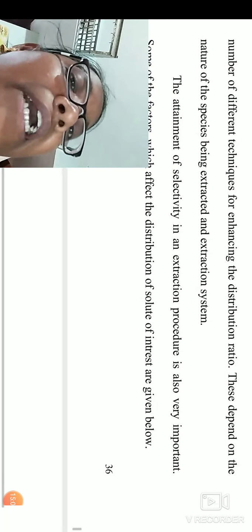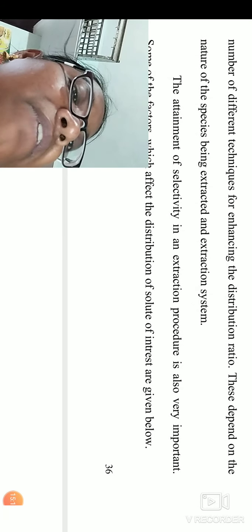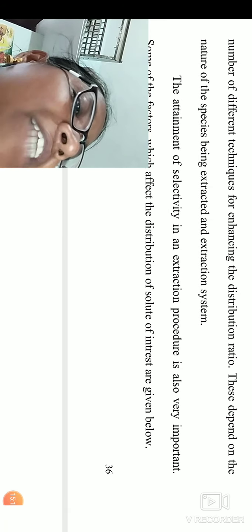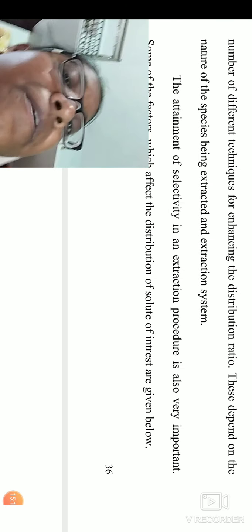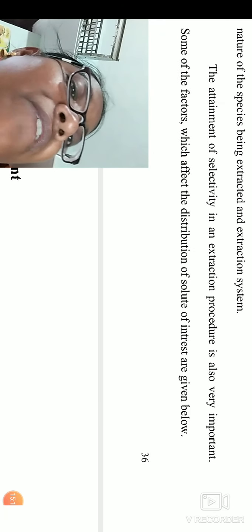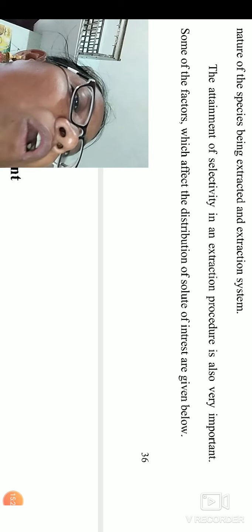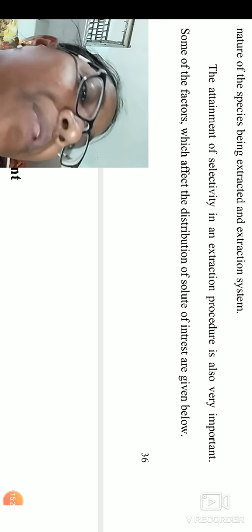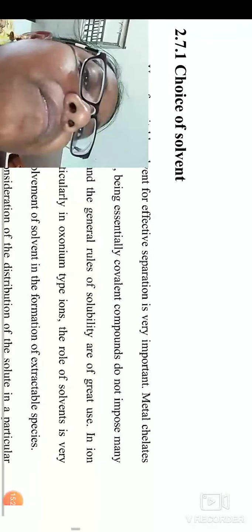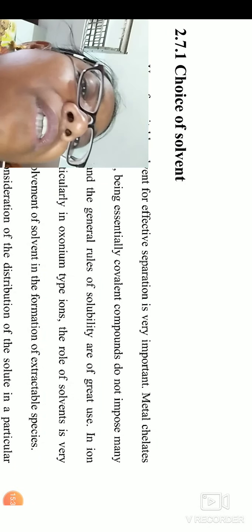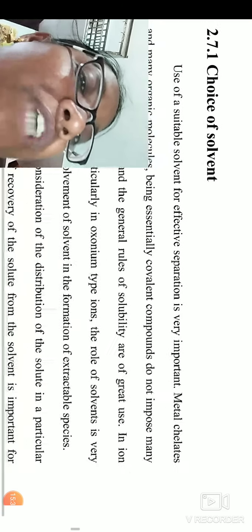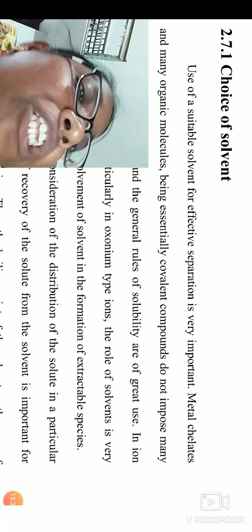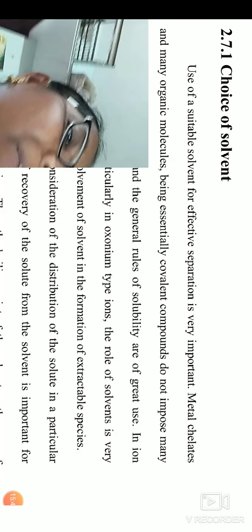The next, the attainment of selectivity in an extraction procedure is also very important. Some of the factors which affect the distribution of solute of interest are given below. Look at these factors. Choice of solvent. First one is choice of solvent. Use of a suitable solvent for effective separation is very important.